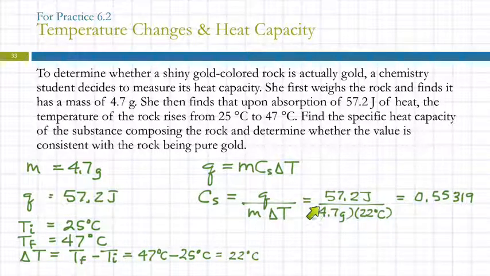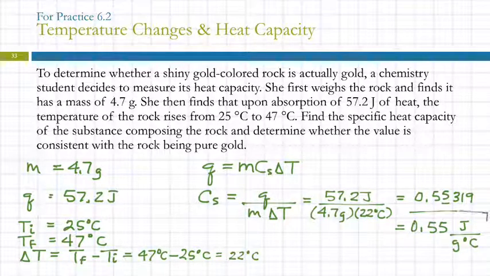This mass had 2. The temperature ended up having 2. And the heat had 3. So this should have 2 significant figures. So 0.55. And then what are the units? Well, look at the units. Do any of those cancel out? No, they don't. So they just stay there. Joules per gram times degrees Celsius. So that is the specific heat capacity of the shiny gold rock.